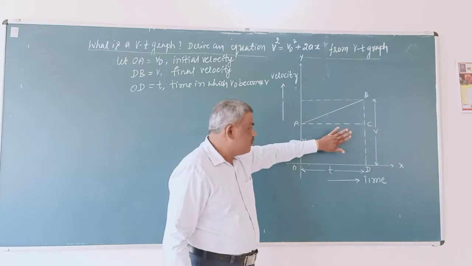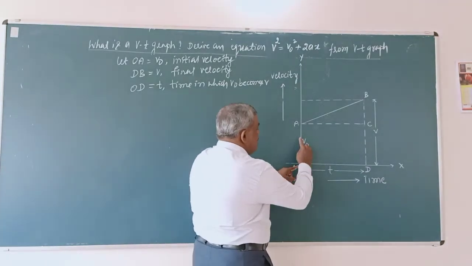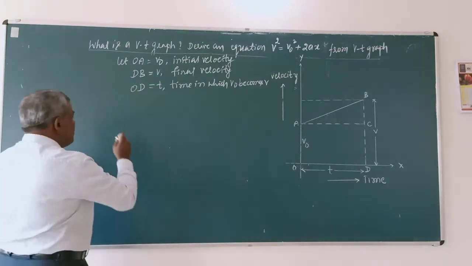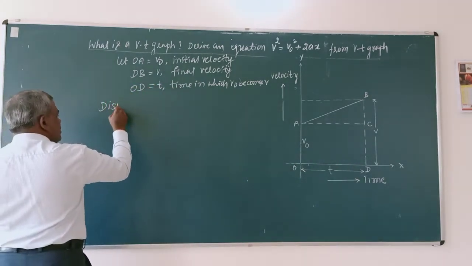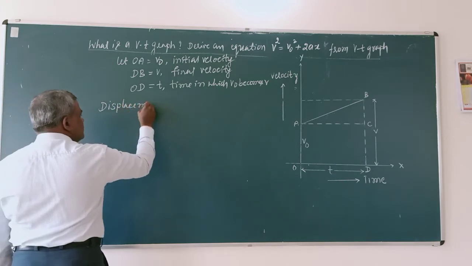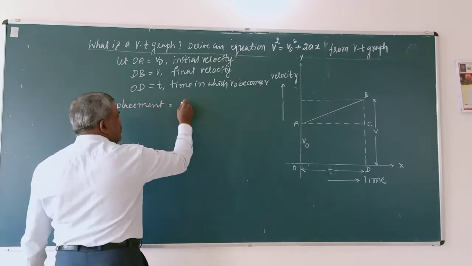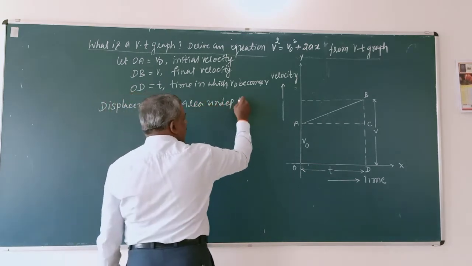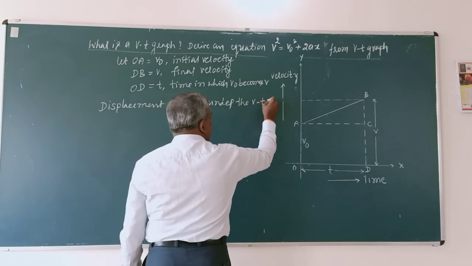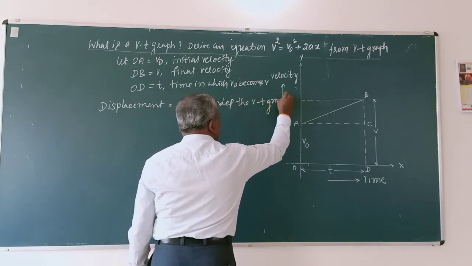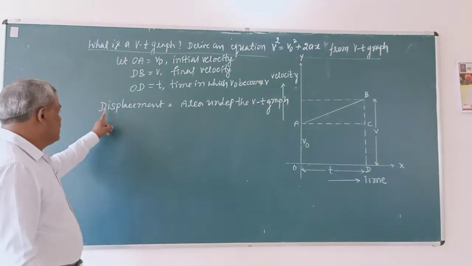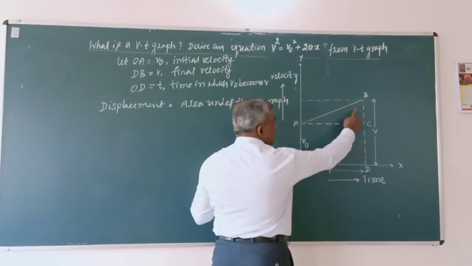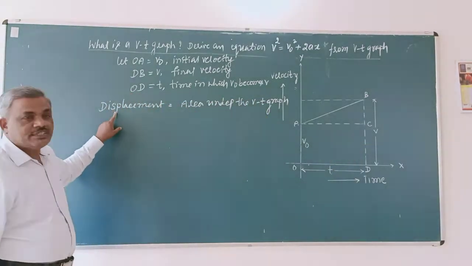Now, what does the area of the VT graph represent? The area of the VT graph represents displacement. So displacement equal to area under the VT graph. Friends, write the sentence. Displacement equal to area under the VT graph. So area under the VT graph represents displacement.